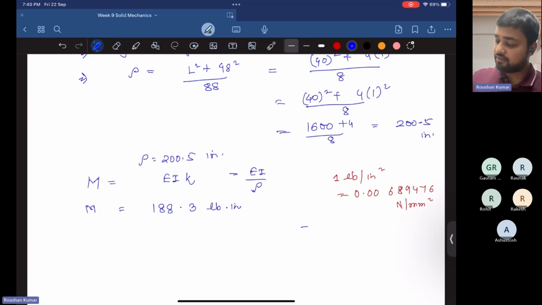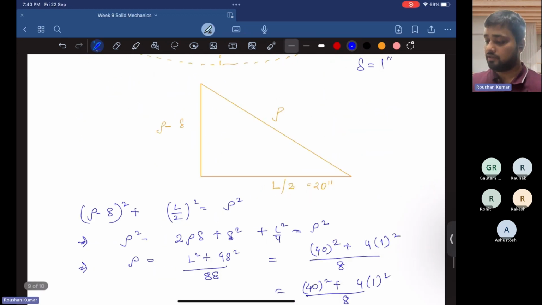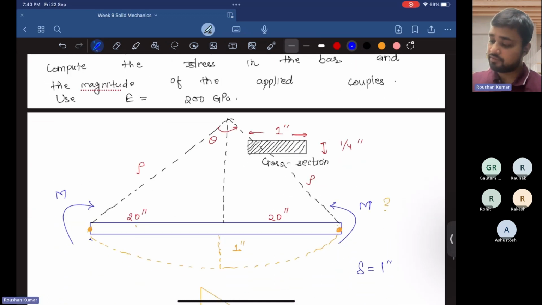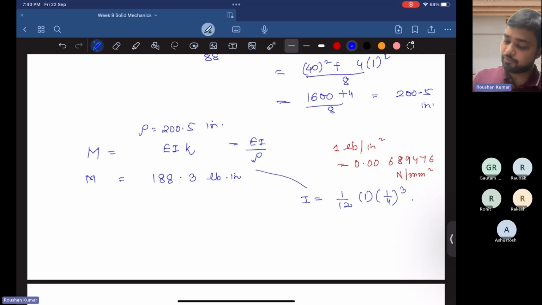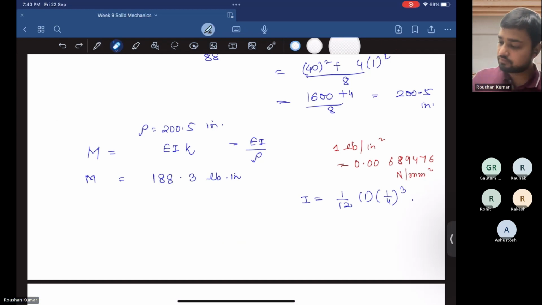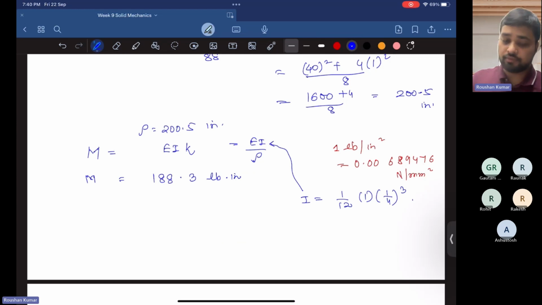and here I is given by 1 by 12 into b h cube. And what is the width b of the cross section? That is 1 inch. And h is 1 by 4 inch. So we simply put the value of I here, rho we already know from the above, and E we know the value of Young's modulus. It is already mentioned in the question.